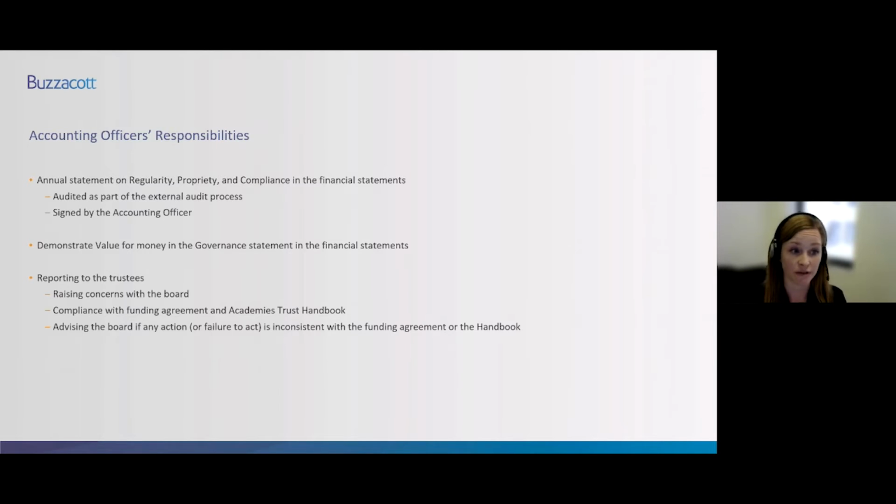The accounting officer must advise the board in writing if it is considering action that is incompatible with the articles, the funding agreement or the handbook. And similarly, the accounting officer must advise the board in writing if the board fails to act where it is required to by the funding agreement or the Academy Trust Handbook. Moving on to my next slide.